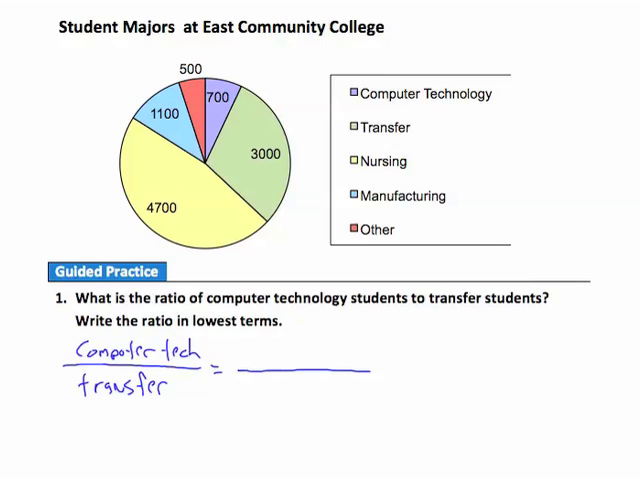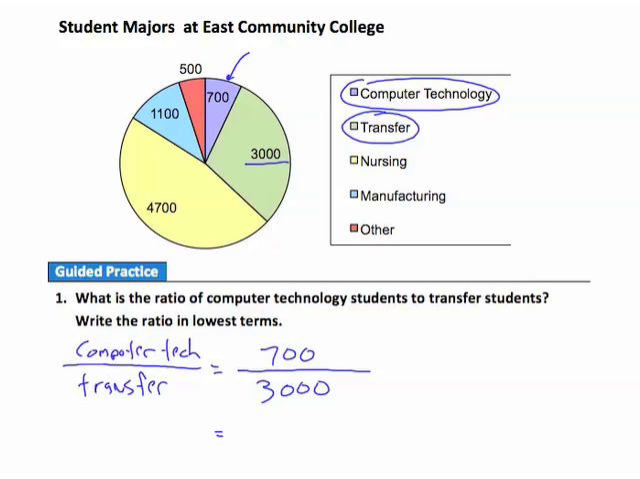So the transfer students are the students here with this green, so that is 3,000 students. That's going to go in the denominator of our ratio here. And the computer technology students, that is the purple there, so that's 700 students. Okay? Now, we want to write this ratio in lowest terms. We don't want to tell somebody the ratio of computer tech students to transfer students is 700 over 3,000. We've got to simplify this.